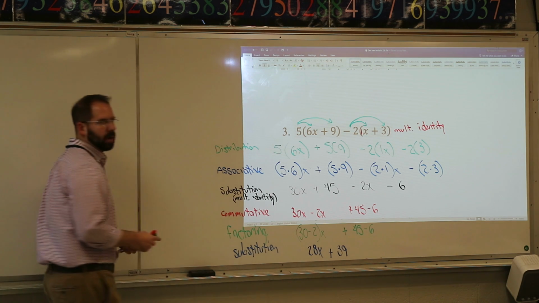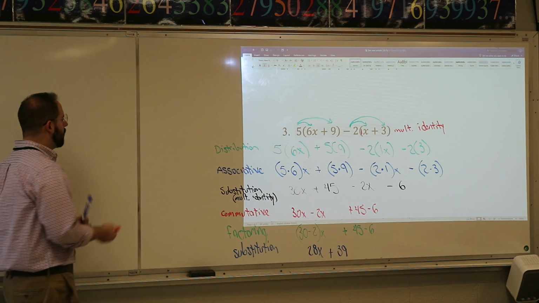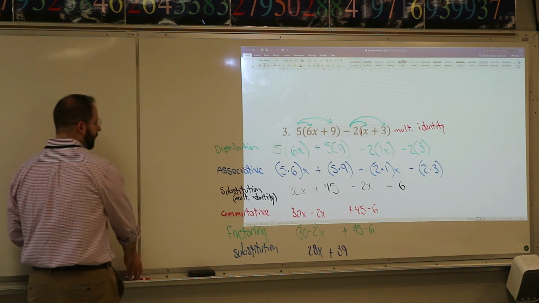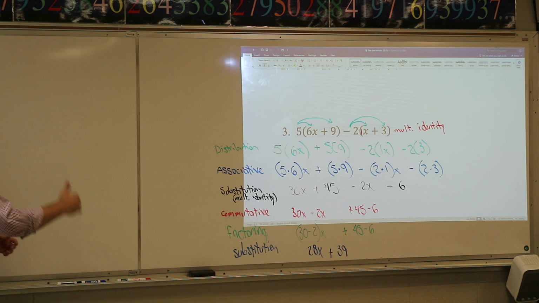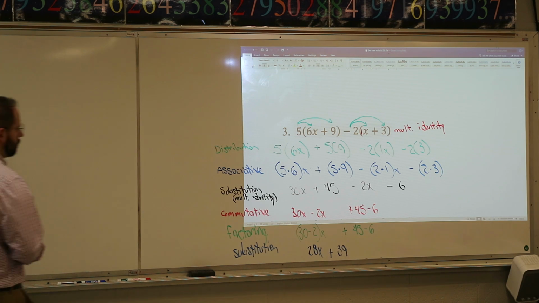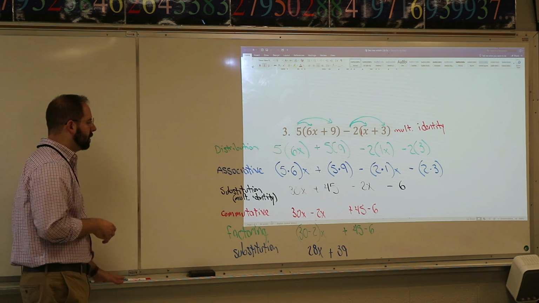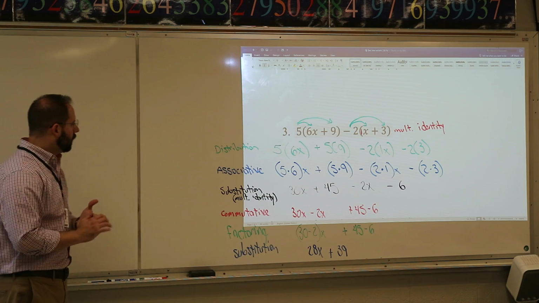These are the orders we go in. You distribute, you associate, you sub, then if you need to move things around and add like terms, you commutative, factor, and sub. The only time that commutative or factoring would be different, maybe, is if there's no x's. Maybe you just had a bunch of numbers you were grouping together. I don't know if we'd have that in this class, but that's the idea.